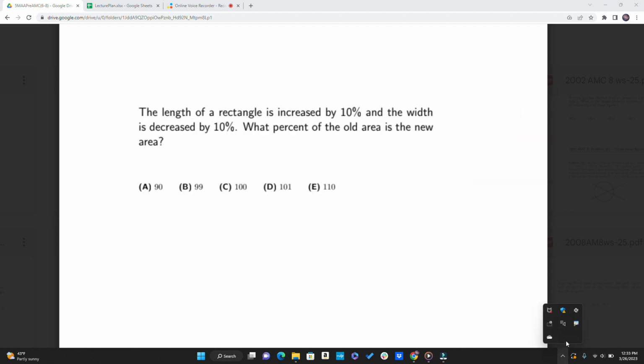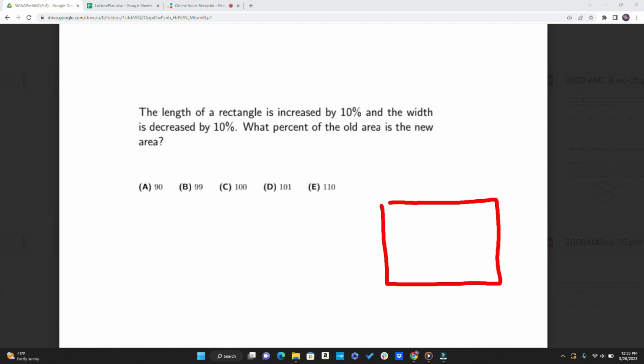Okay, the length of the rectangle is increased by 10%, and the width is decreased by 10%. What percent of the old area is the new area? All right, let's make a rectangle. Let's call it 10 by 10. 10 by 10 is easy, right? What's the area of the old rectangle? So when it's 10 by 10, that area is 100. Okay?